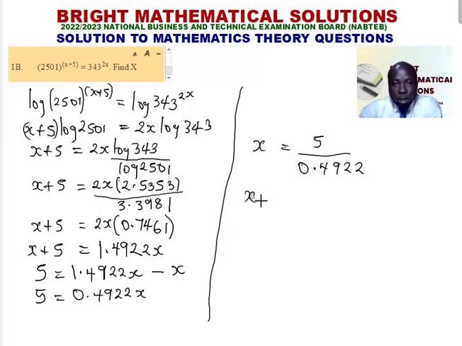So x equals 10.1584, and if we approximate, that is 10.16. So that is our solution.